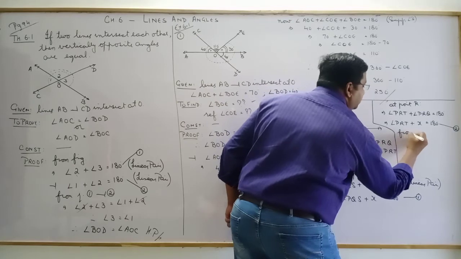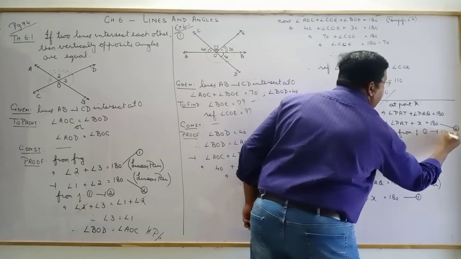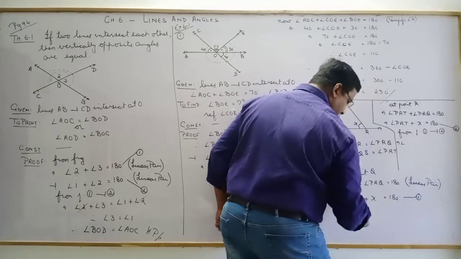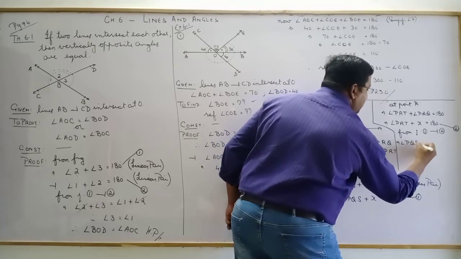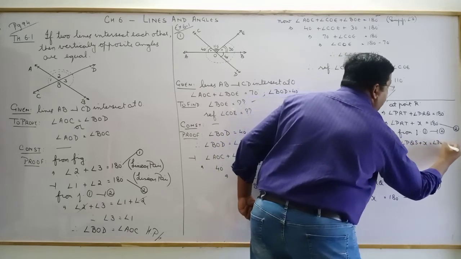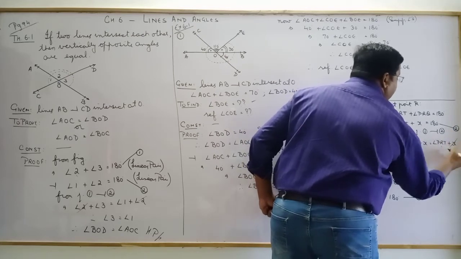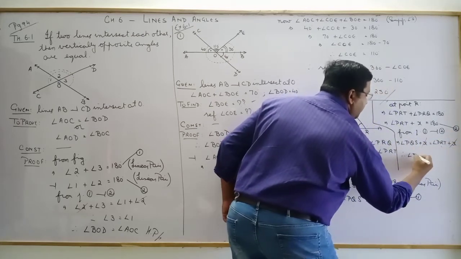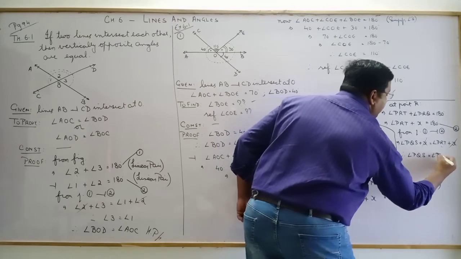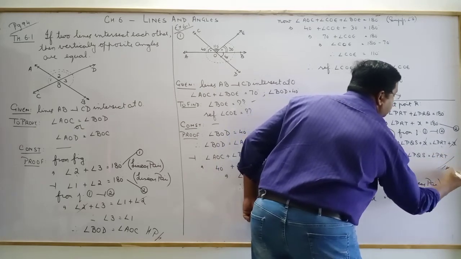So from equation first and second, angle PQS plus X is equal to angle PRT plus X. X and X cancel. So angle PQS is equal to angle PRT. Hence proved.